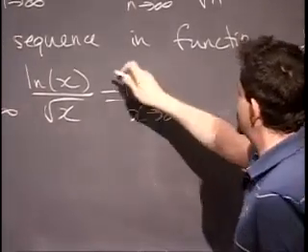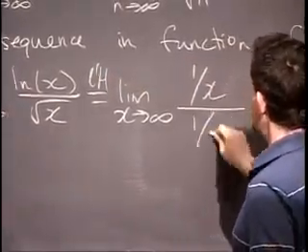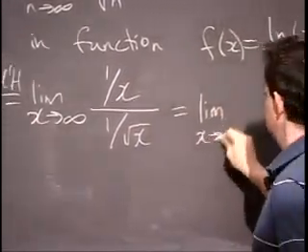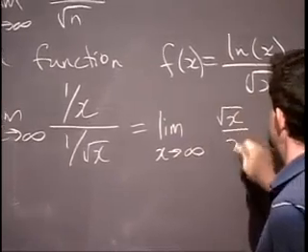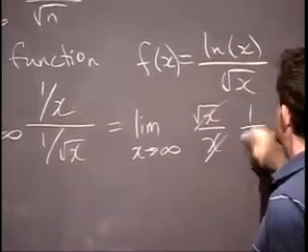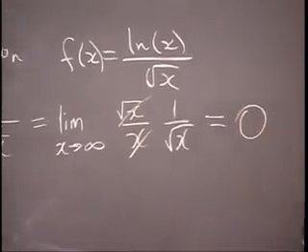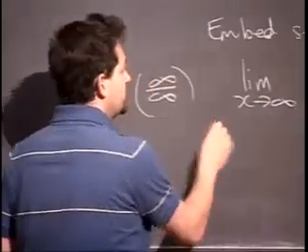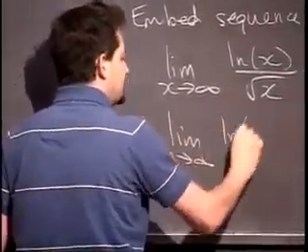So we differentiate top and bottom. We get 1 over x over 1 over root x, which works out to be root x over x, otherwise known as 1 over root x. And, of course, this limit is 0. And therefore, because the function has limit 0, the sequence also has limit 0.